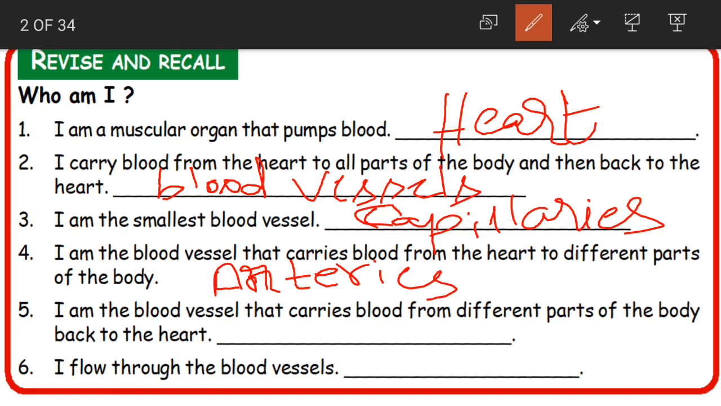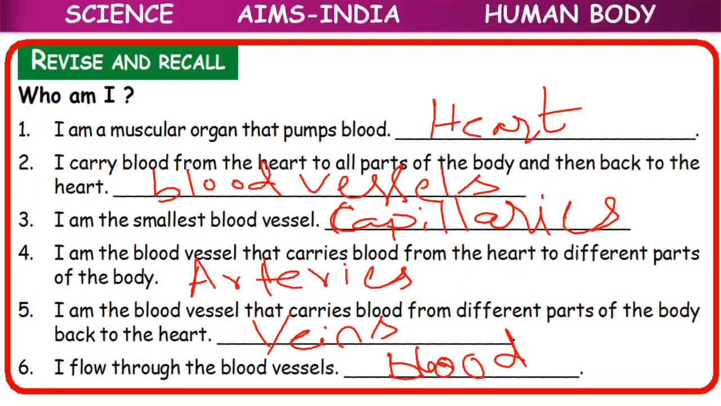And the fifth one, I am the blood vessel that carries blood from different parts of the body back to the heart. These are veins. And I flow through the blood vessels. So what is that, children? It is blood. So this is what we learnt about the circulatory system.